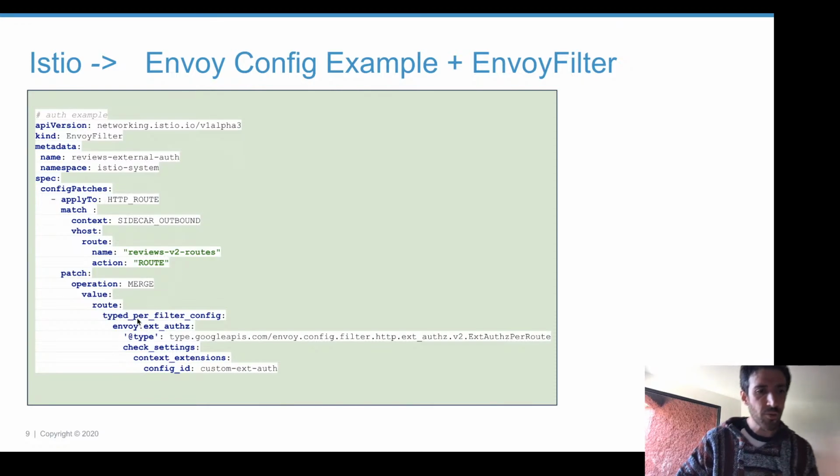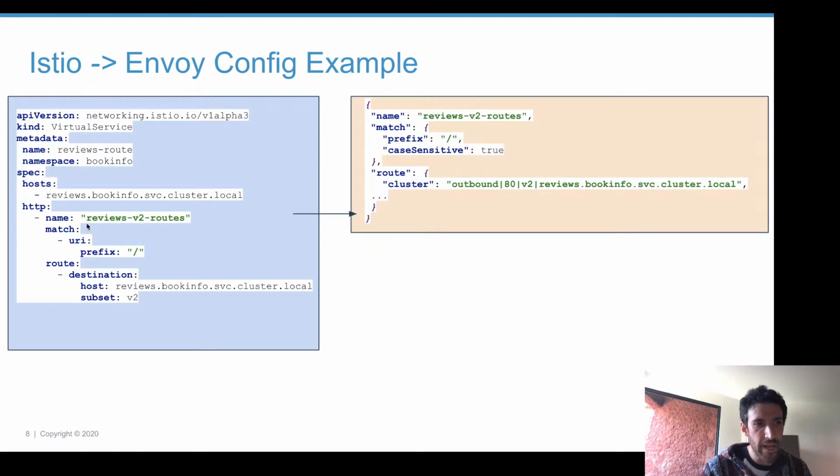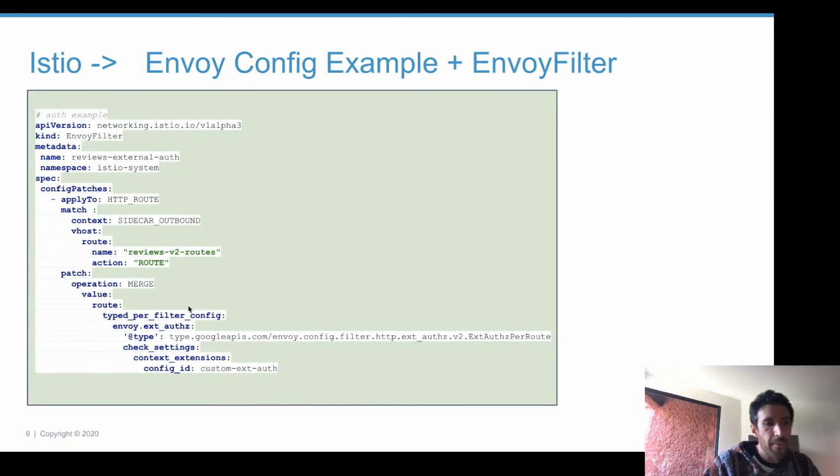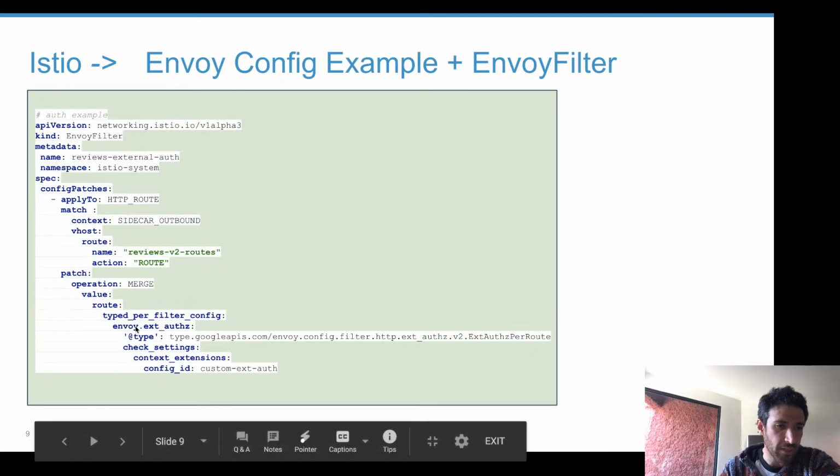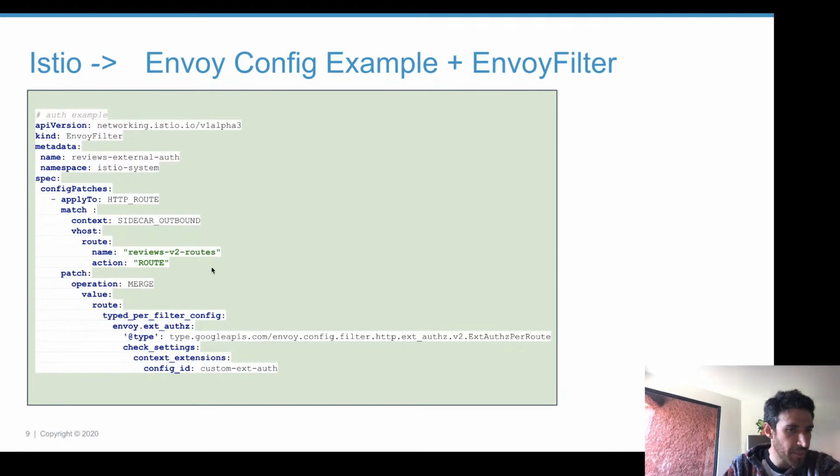So here what we're saying is we're going to merge into a route named reviews v2 routes, and we have that from the virtual service. This name will get propagated through the Envoy. And we're saying we want to merge in a filter config, a per filter config. So this is telling, in another Envoy filter CRD, which I haven't shown, we've added the xDauth filter to the HTTP listener on this Envoy. So we have a listener that's filtering requests. It receives requests. It's now going to activate the xDauth filter.